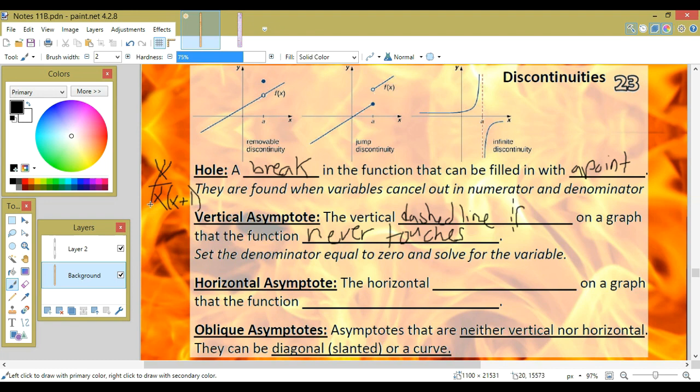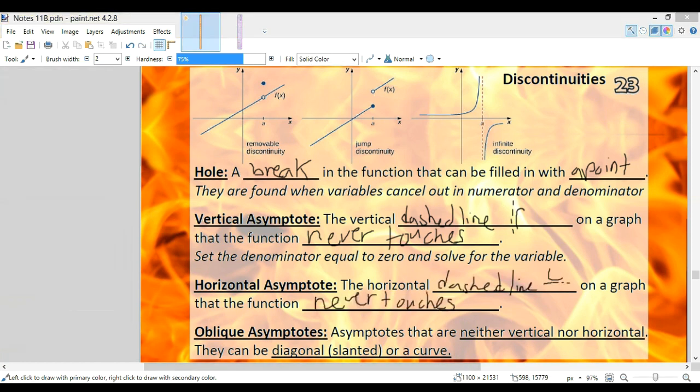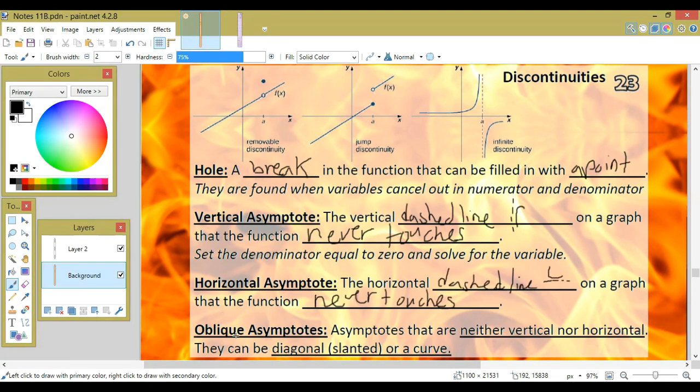You would do it after you crossed out the hole. Horizontal asymptotes. Those are the ones that you'll use the most this year. The horizontal dashed line on a graph that the function never touches. To find those, you just take the leading coefficient of the numerator and denominator, and that would be your horizontal asymptote.